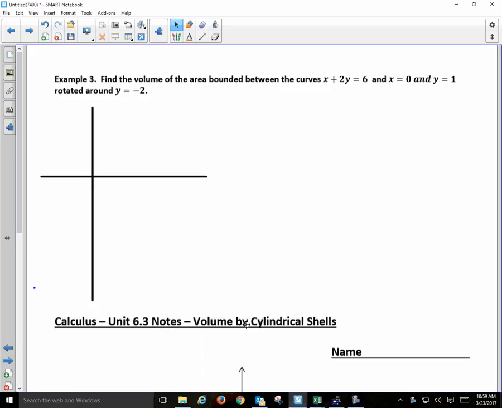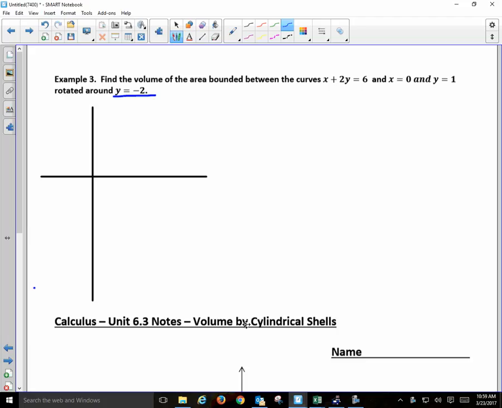We are going to take the area bounded by x equals 2y plus 6, or x plus 2y equals 6, x equals 0, and y equals 1, and revolve it around y equals negative 2. What makes today different is that this is not the x-axis or the y-axis. This is y equals negative 2. So this will cost you points on the test. This is definitely where it starts to get a little bit more challenging.